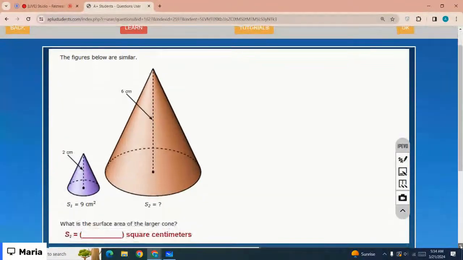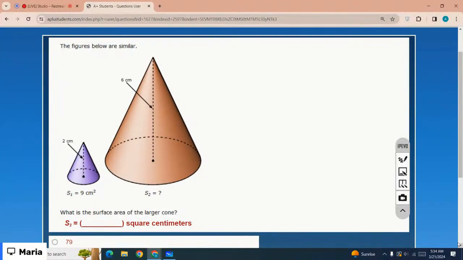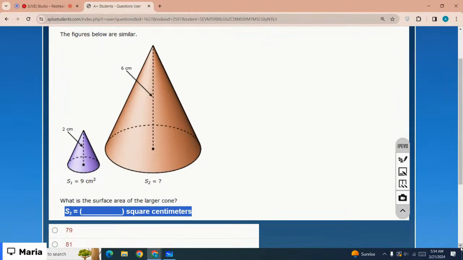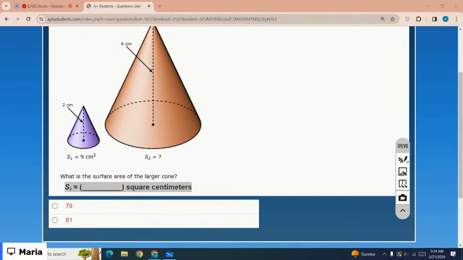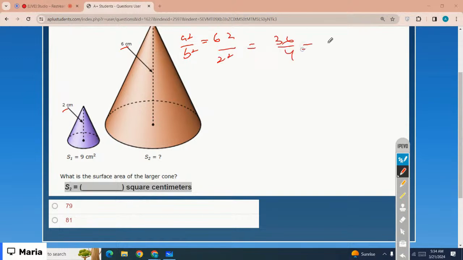The figures are similar. What is the surface area of the larger cone? You have to calculate the surface area of the larger cone. You have to calculate the squares of the similar sides, right? So here you have a squared divided by b squared, 6 squared divided by 2 squared, that is 36 over 4, that equals 9, right? Now you have to equate it with S1 divided by S2. You have to calculate the S2.